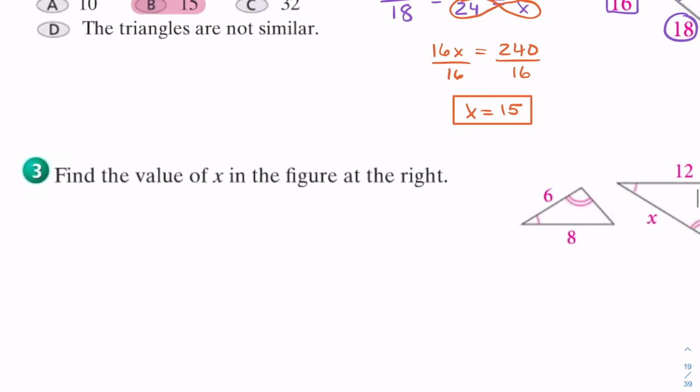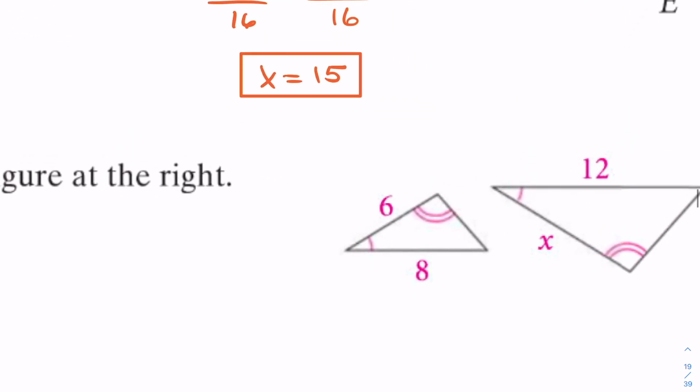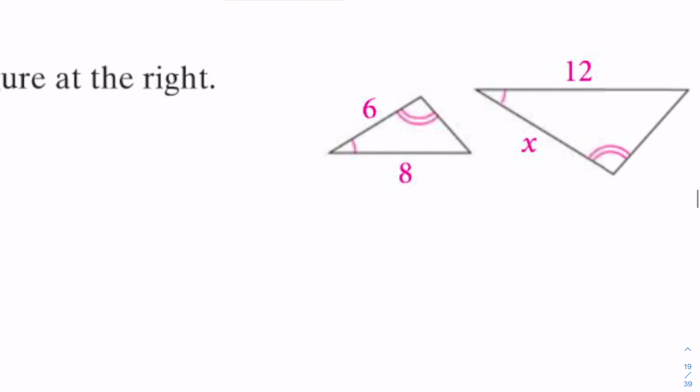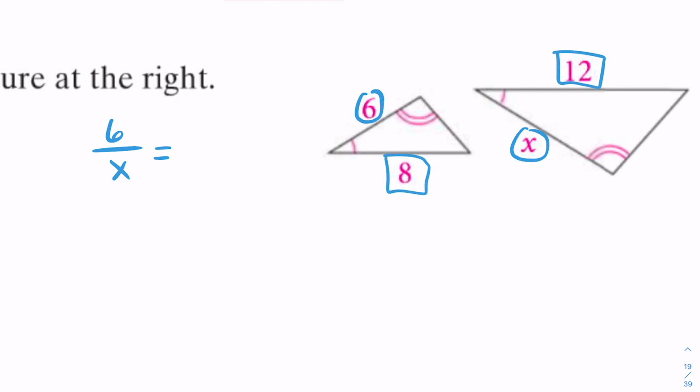Find the value of x in the figure at the right. So here we have angle, angle. We'll take this number here, that's 6, between the 1 and the 2 tick marks. And I'll take x, which is in between the 1 and the 2 tick marks. And I'll take 8, which is across from the 2 tick marks, and I'll set that proportional in ratio with 12.